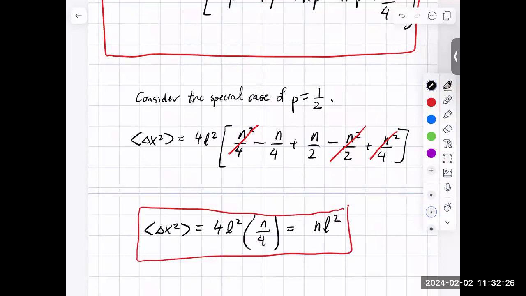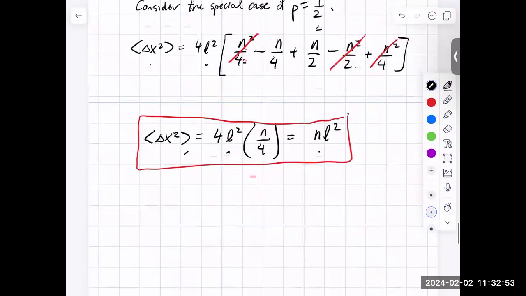So the result is that while the average displacement is 0 when p is 1/2, the average square of the displacement is not 0. And of course, you could have guessed that it would not be 0 because when we square displacements, we're always going to get positive numbers. And so this is like averaging a bunch of positive numbers. It can't possibly be zero. But here's the actual result.